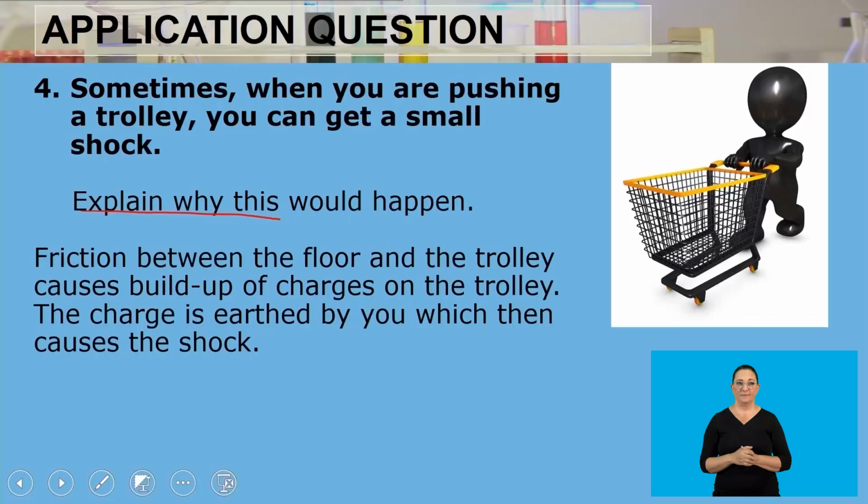Firstly, we know that friction is the rubbing of two materials together. In this case, the friction between the floor and the trolley causes the buildup of charges on the trolley. So the trolley will now have more negative charges. And then the charges are going to be earthed. Remember what earthing is? We talked about earthing. The charges are going to be earthed by your body, which will then cause a shock. That earthing of the charges by your body will cause the shock that you feel as you're pushing that trolley in the supermarket or anywhere when you're doing your shopping.